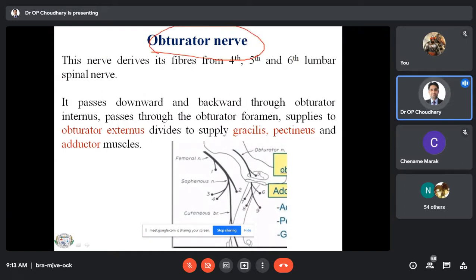An important thing is that this nerve arises its fibers from the lumbar spinal nerves. So simply, the iliopsoas nerve is from the 4, the femoral is from the 4 and 5, and the obturator is from the 4, 5 and 6. Means 1, 2, 3: the femoral is the 2nd, and the obturator is the 3rd of the anterior part of the lumbosacral plexus.